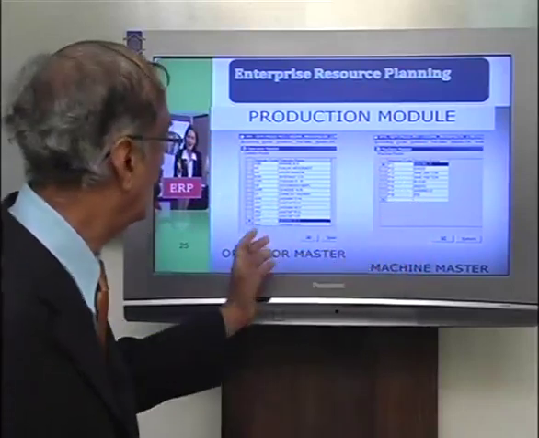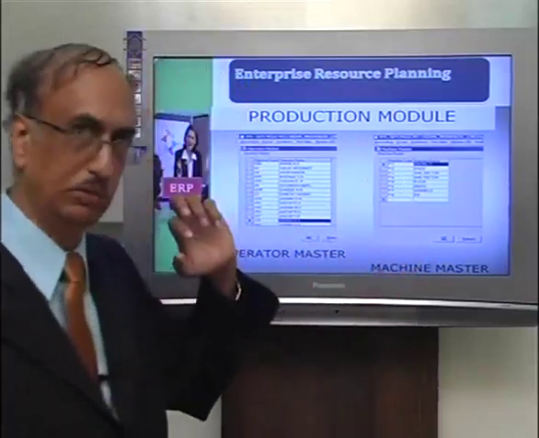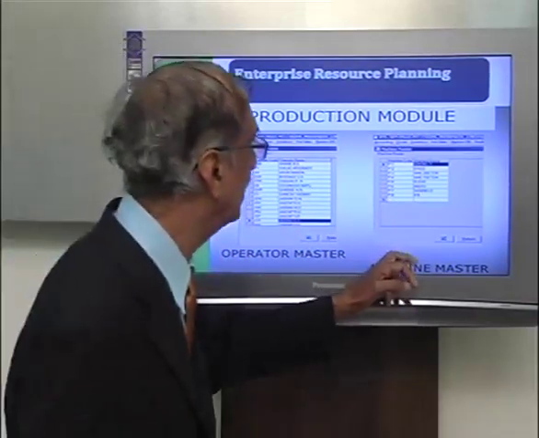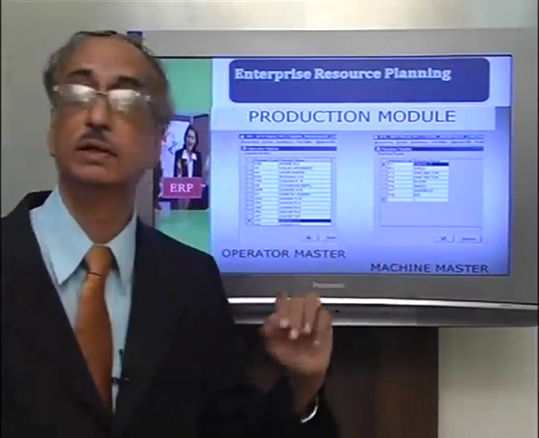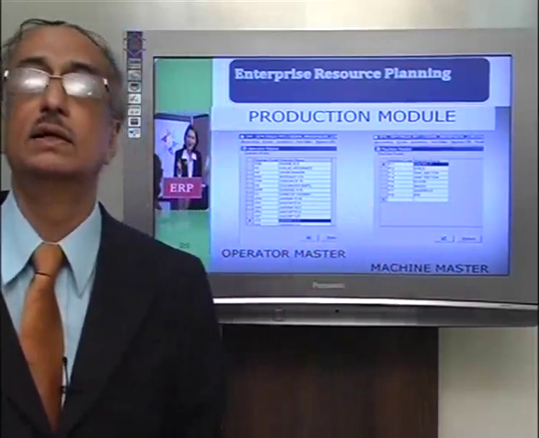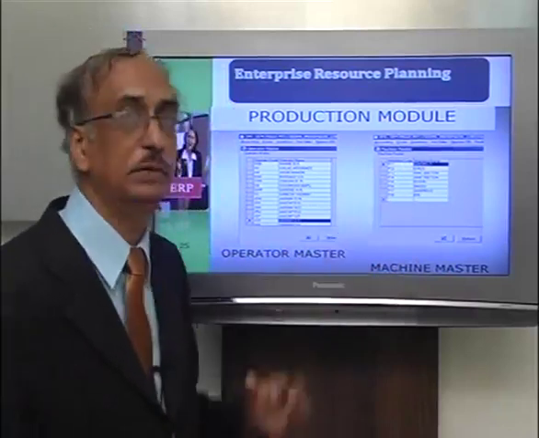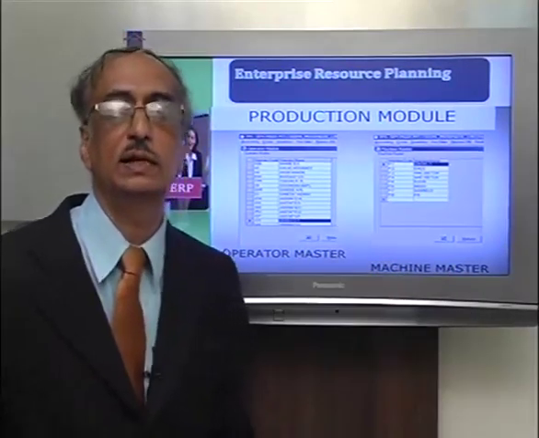For example, let us see the machine master now. Now, what is machine master? Machine master is basically the machine code, the machine name, and machine type. Say, for example, the milling machine. There are 10 milling machines.